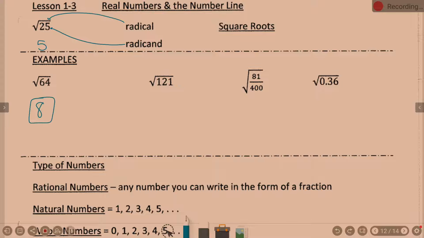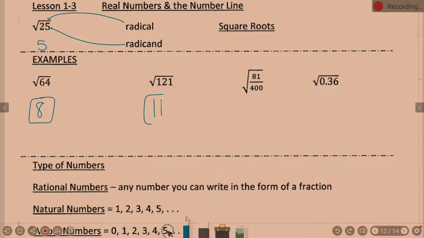Square root of 121. If you don't know it, grab a calculator and try it. How do you do a square root on the calculator? 11.